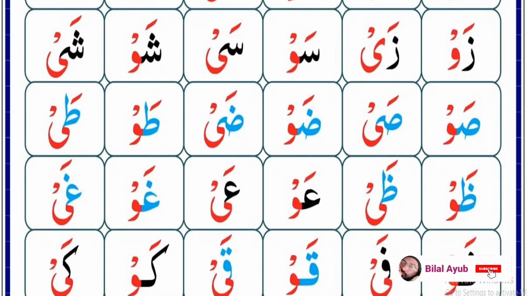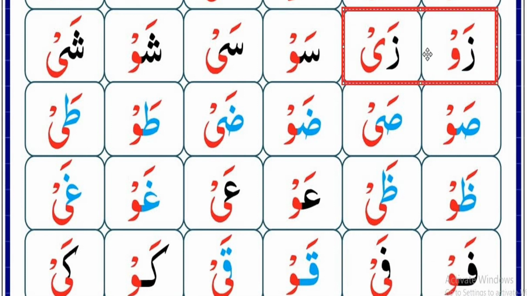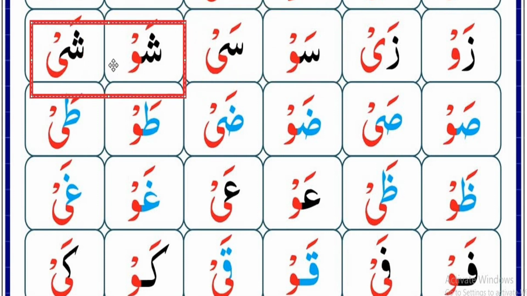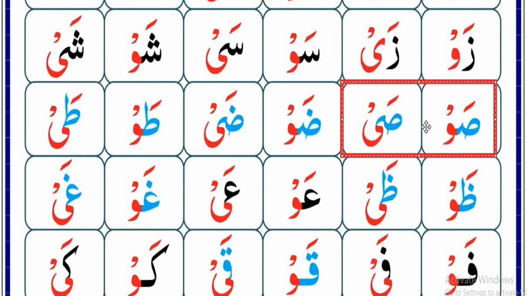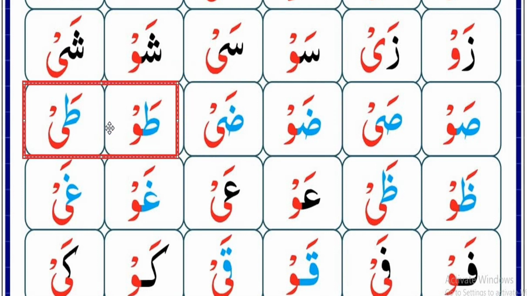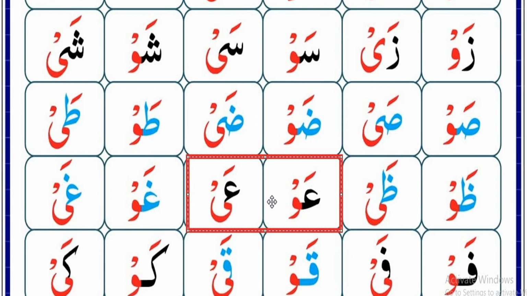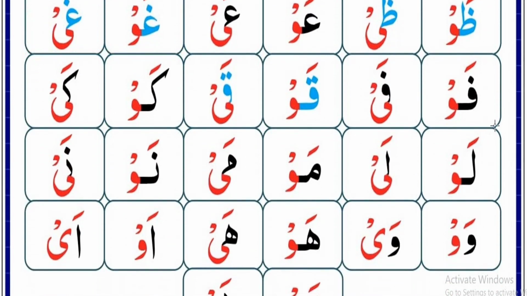Now let's read the rest of the letters without spelling. So this one, it is zaw, zay. And here the letter is seen, so it's saw, say. This one is shaw, shay. Saw, say. Taw, tay. Thaw, thay. Aw, ay. Ghaw, ghay. Faw, fay. Qaw, qay. Kaw, kay.